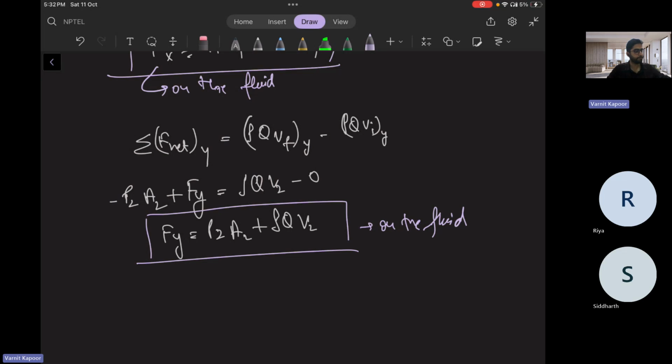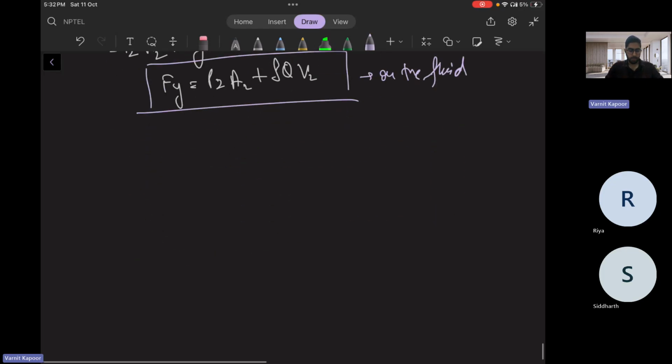Any doubts? Now we will proceed to viscous pipe flow, or laminar pipe flow. We will take a short break, then I'll join.